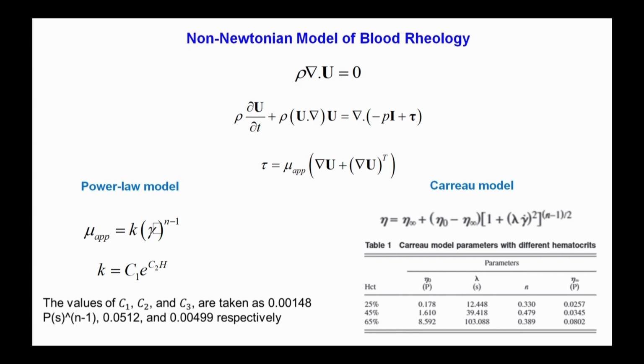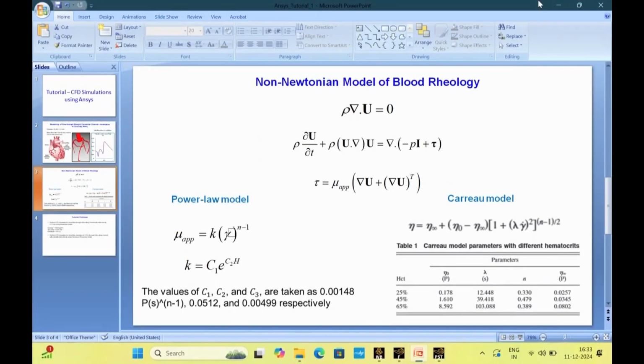For the Carreau model you can find the values of the coefficients for 3 different hematocrits: 25%, 45% and 65%. I think it is not clearly visible, but you can get this from any literature, where they have the standard coefficient values. Now how to prescribe the power law model and Carreau model in Ansys? It is just a simple step I am showing to you.